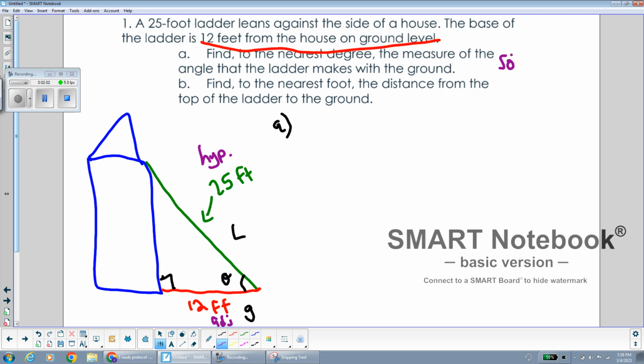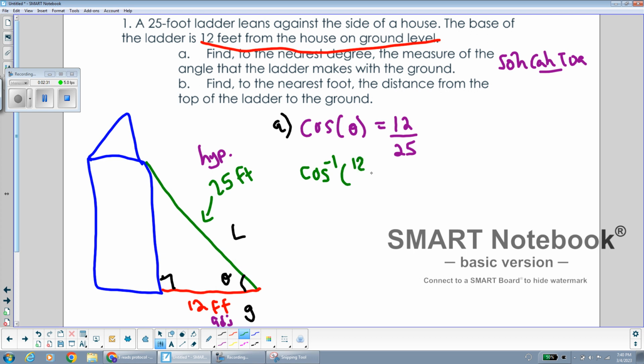Let me write my SOHCAHTOA in the corner. That lets me know I'm going to be using cosine, adjacent over hypotenuse. So cosine of the angle that we're looking for is equal to adjacent over hypotenuse. Remember, anytime we're solving for an angle, we do need to cancel out the trig function. So we're going to solve using inverse trig. The inverse of cosine is inverse cosine. And if we take inverse cosine of our cosine ratio, it will give us the angle that we're looking for.